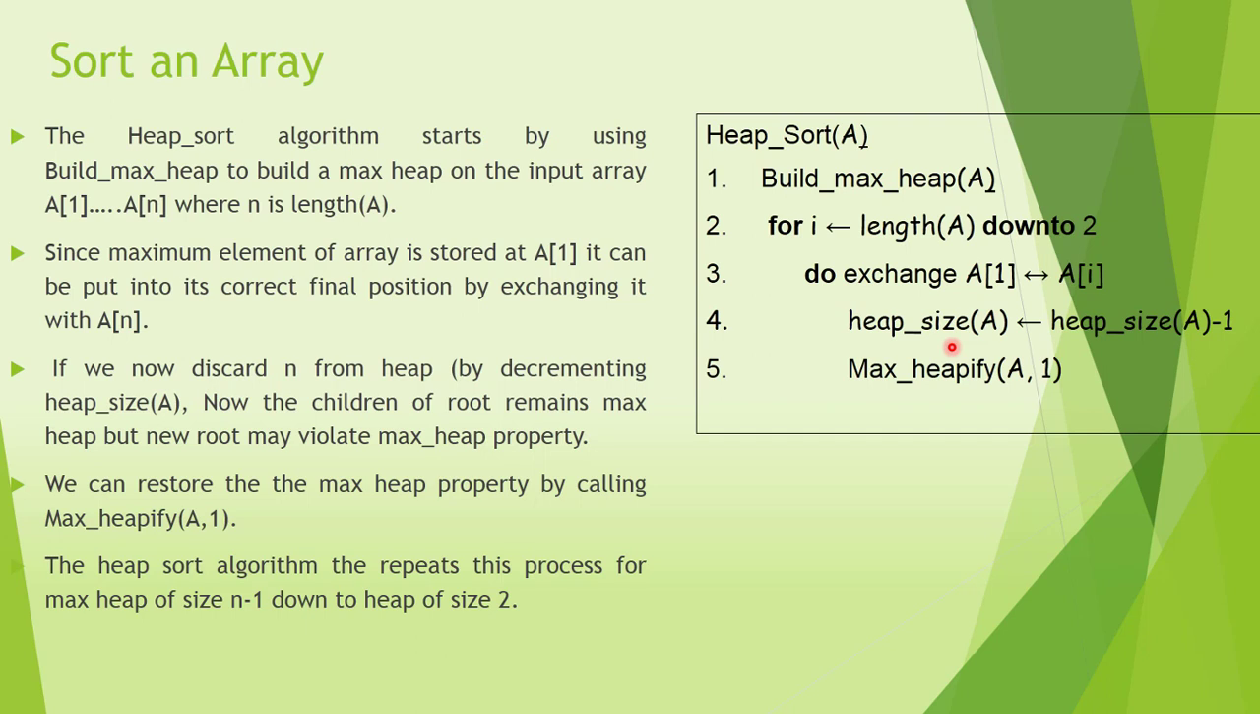We already studied that in a max heap the largest element will be in the root. So while sorting, what will happen? The largest element will go to the last position. The largest element is actually in the root, that is position A of 1. It will be swapped with A of n. If we now discard n from the heap, that means the last element will not be considered as part of the heap anymore. This is done by decrementing heap size of A. Now the children of the root remain max heaps, but the new root may violate the max heap property. These statements will be clear when we see the example.